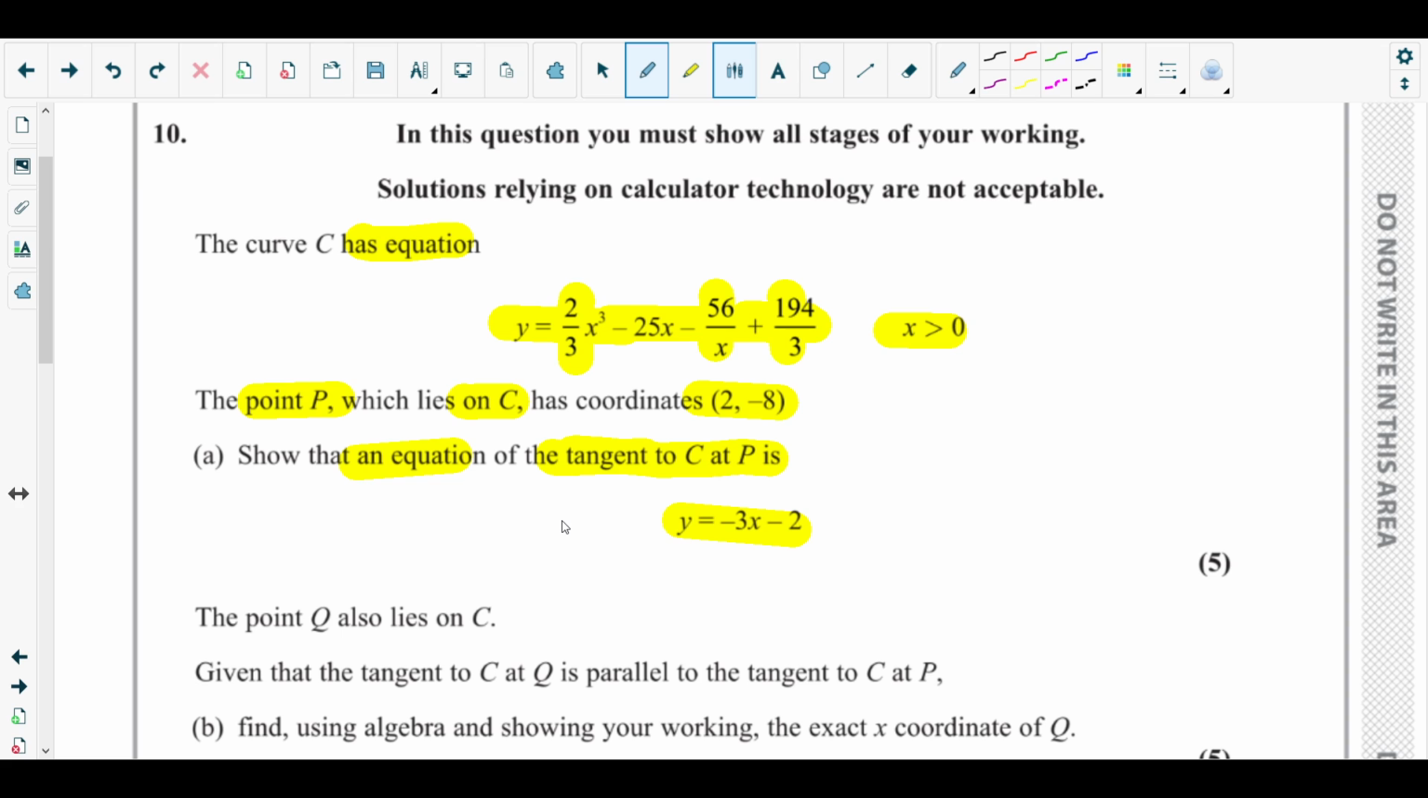We know that a tangent intersects a curve at a single point, and the gradient of the tangent is the same as the gradient of the curve at the point of intersection. So at first we need to find the gradient of the curve at point P. We can find it by differentiating the equation of curve C, which gives the gradient function, the derivative of curve C. If you put the x coordinate of point P into the derivative, you will get the gradient.